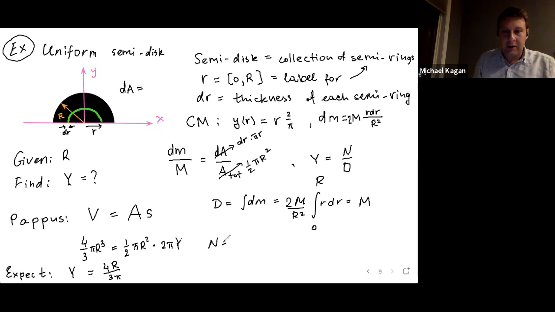Now, the non-trivial integral is the other one. So you need to integrate y dm. Okay, so it's a very similar integral. Same constant in front, 2M over R squared, the integral from 0 to R.